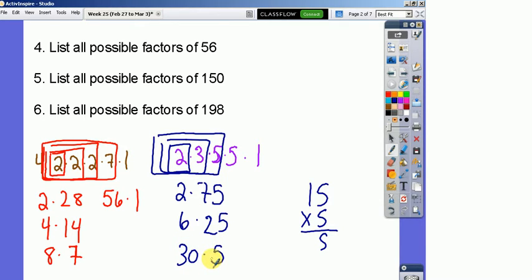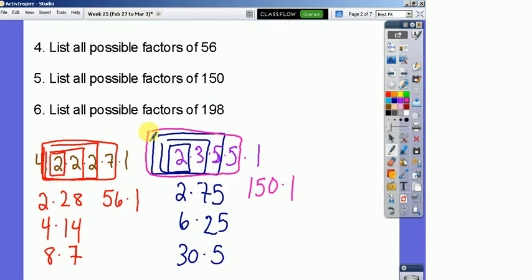Yeah? And then another one, which is 150 times 1. Now just doing this, you don't necessarily have all of them. You have to go back and check if you've accounted for all of those numbers.